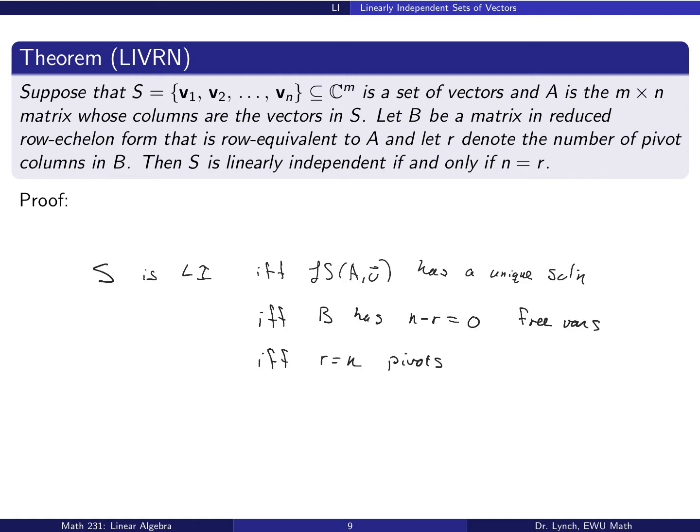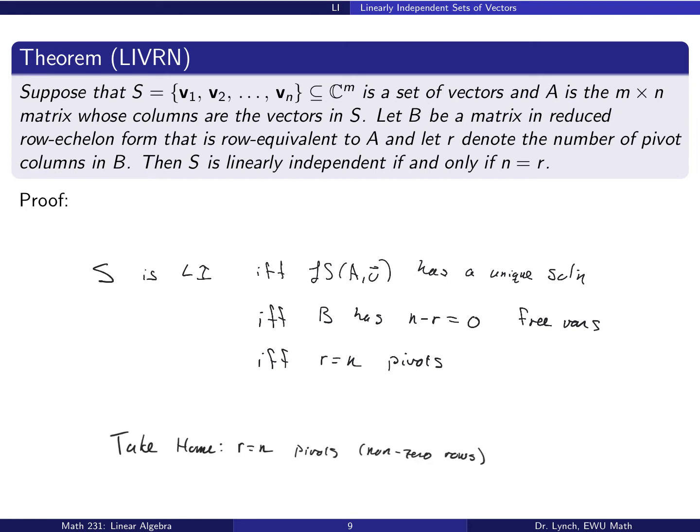So a set S, v1 out to vn, is linearly independent if and only if the matrix A, where A contains columns from S, has a unique solution. That's true if and only if the matrix B, which is A in row reduced echelon form, has n minus r equal to 0 free variables. And that's true if and only if there are r equals n pivots.